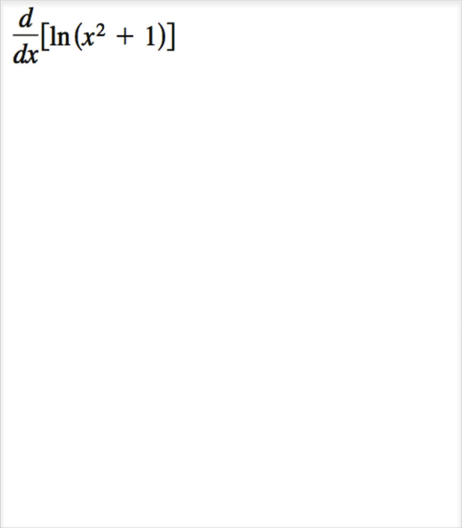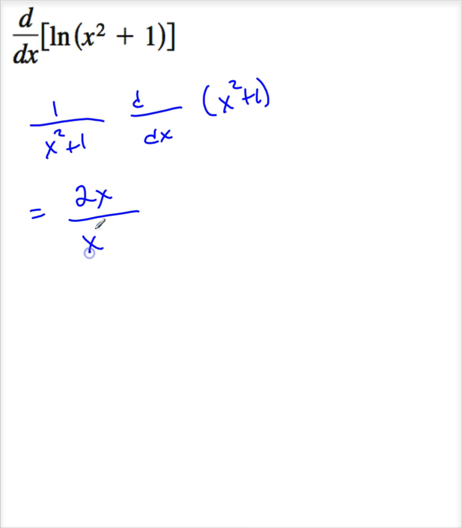Now I can't use that slick little rule with this one, but I still have to use the chain rule. The derivative of u is 1 over x squared plus 1 times the derivative with respect to x of x squared plus 1. So this is 2x divided by x squared plus 1.